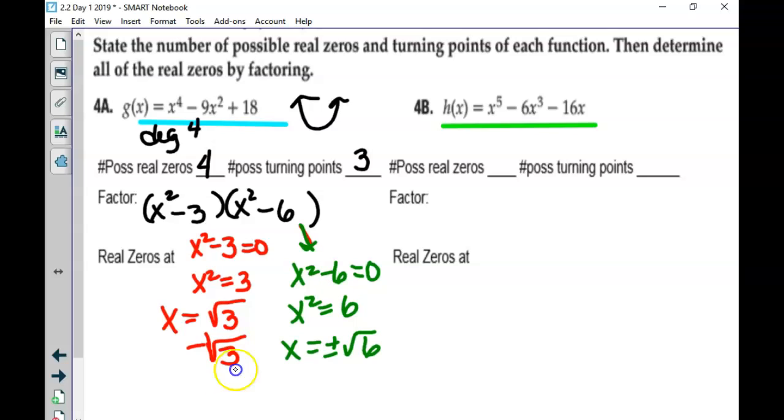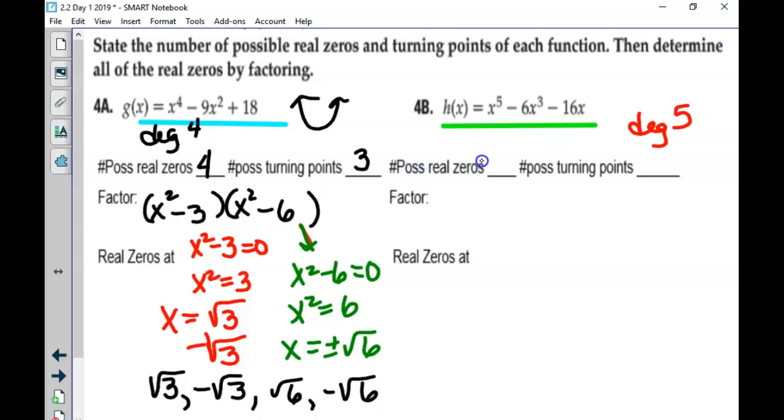So how many solutions did we end up with? Yes, square root of 3, negative square root of 3, square root of 6, and negative square root of 6. That one has 4 real zeros. They're not nice, right? But they're real. It would cross the x-axis at 4 places. Okay, B, anybody? Degree?